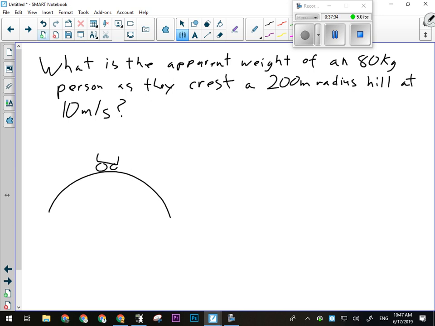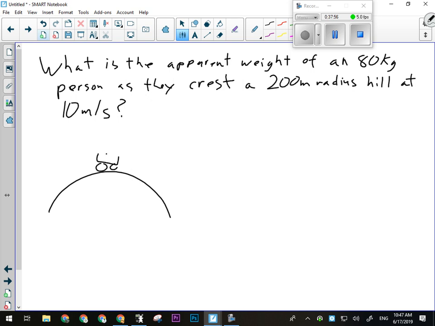Obviously, in that situation, they're going to feel, well, maybe not weightless, but definitely lighter than normal. As soon as you're moving over the top of a vertical circle, you automatically are going to feel lighter than normal. You can't feel heavier than normal in this situation. You could only feel normal, and that would be if you were just sitting on the top and not moving. Everyone okay with that?